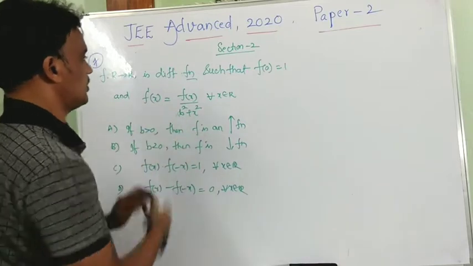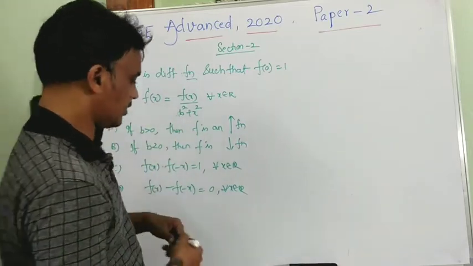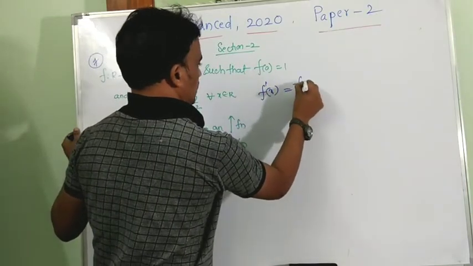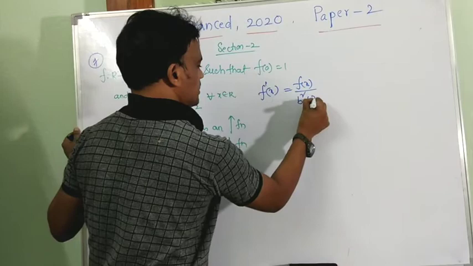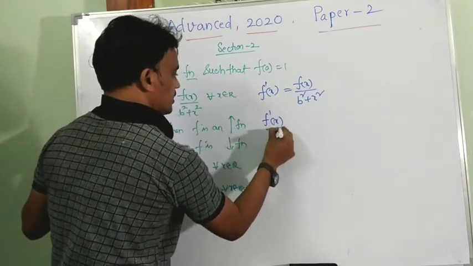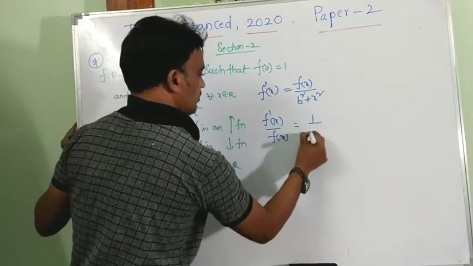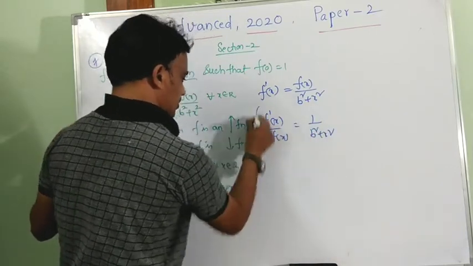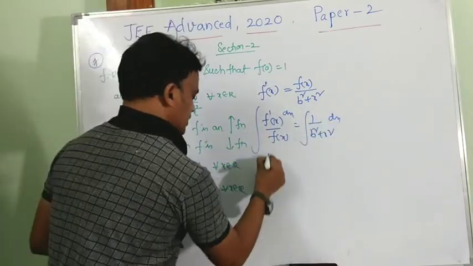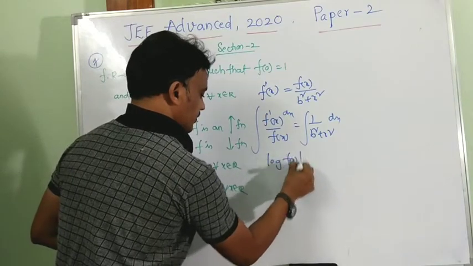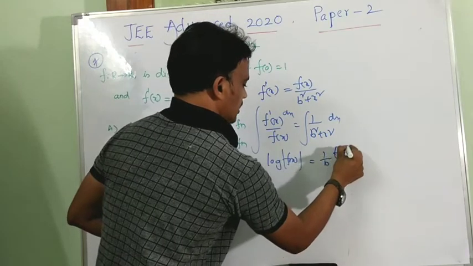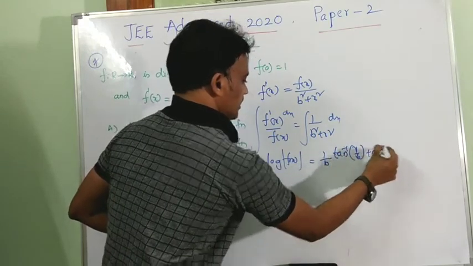Which of the following will hold? So what we have given is f dash of x equals f of x by b square plus x square, right students? So f dash of x by f of x is 1 by b square plus x square. Integrating with respect to x, logarithm of modulus of f of x equals 1 by b into tan inverse of x by b plus c.